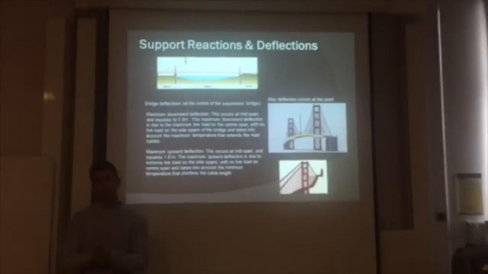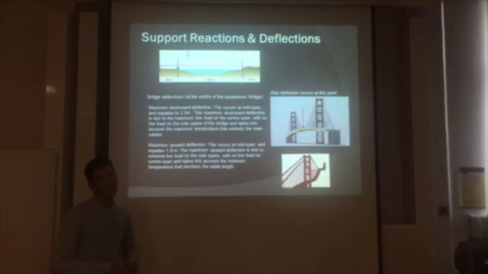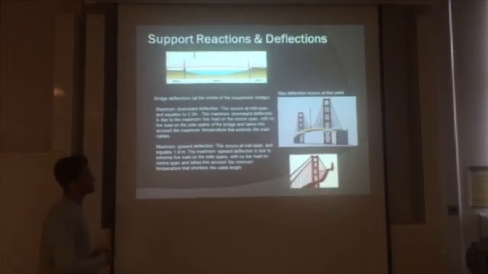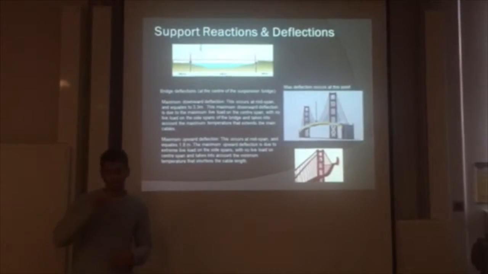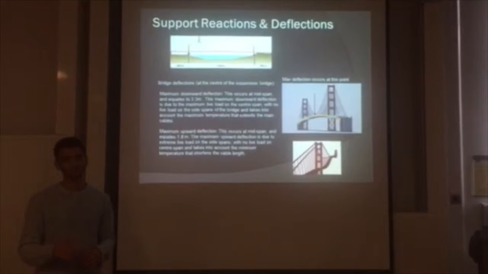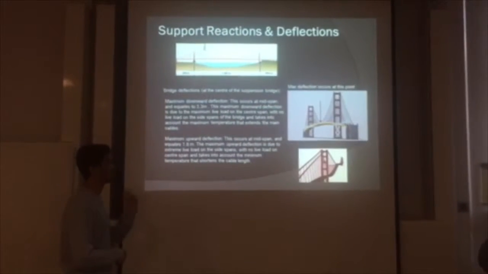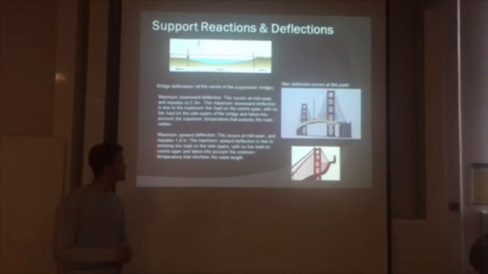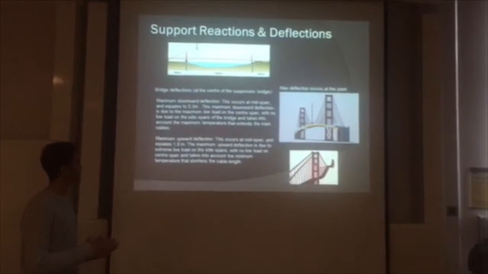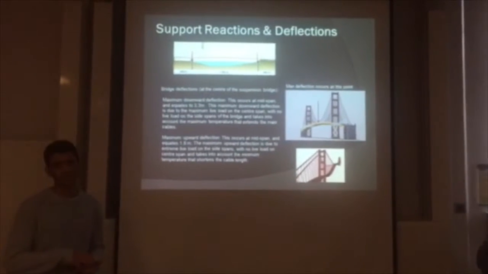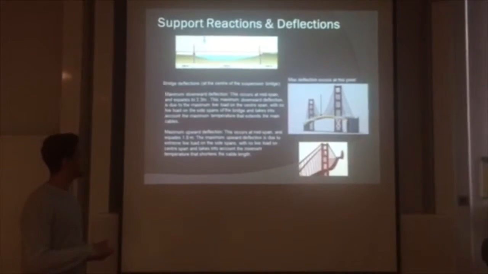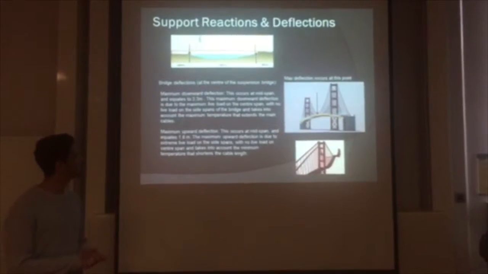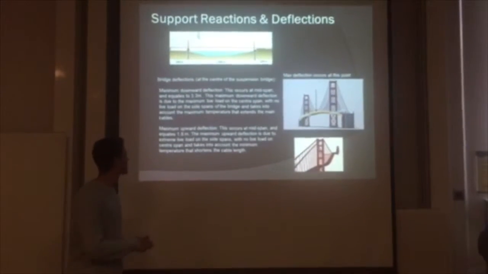Cool. Now I'll be speaking about the support reactions and deflections on the bridge. Basically, there are two types of deflections: a maximum upward deflection and a maximum downward deflection. Maximum upward deflection occurs in the midspan of the bridge, and this equates to 3.3 meters. And the maximum downward deflection is due to the maximum live load at the center of the bridge span, and takes into account the maximum temperature that extends.